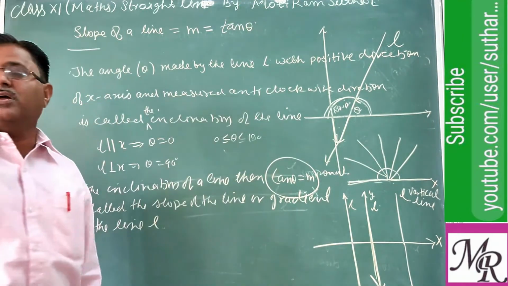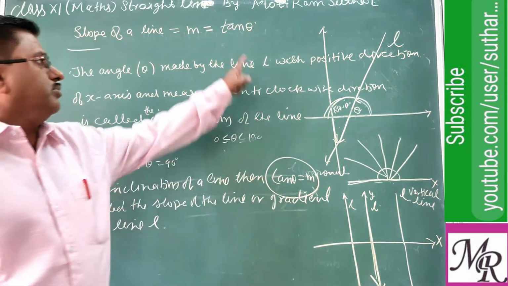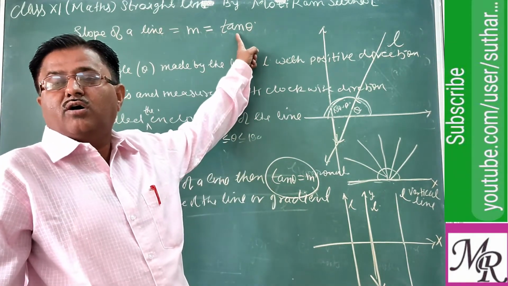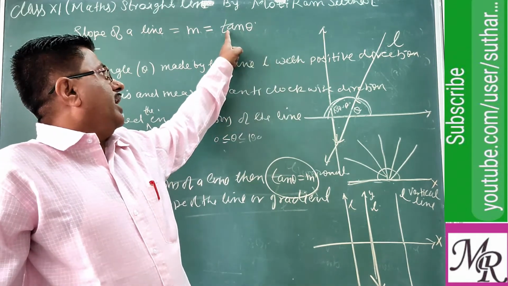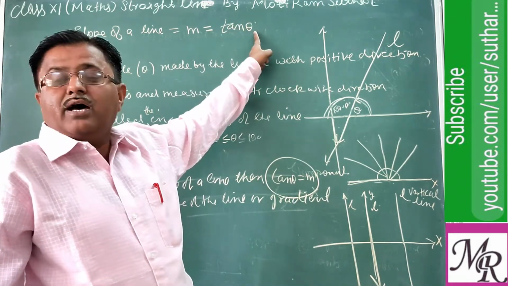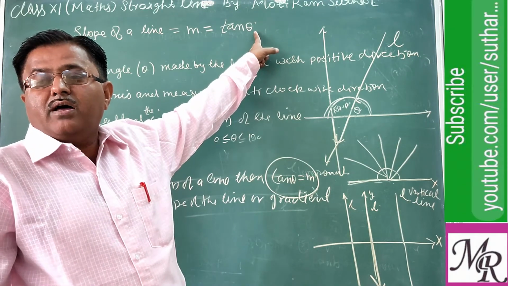What is the value of tan theta? Tan, we already know, is the tangent of theta: perpendicular upon base. So that will give you this, at theta, the inclination made by the line.